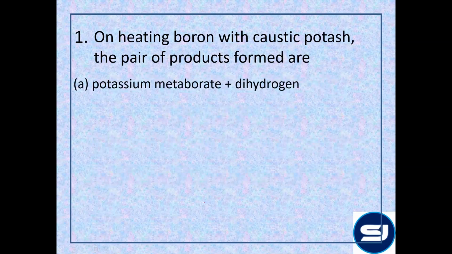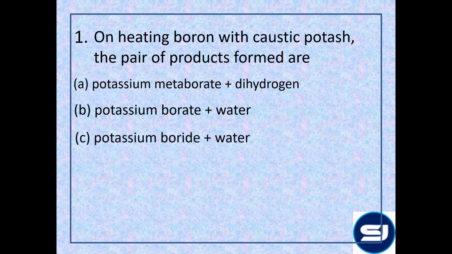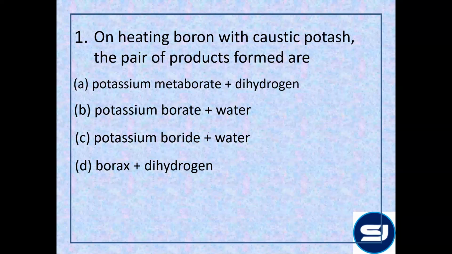Okay. So we have the first question on heating boron with caustic potash. The pair of products formed are: potassium metaborate with hydrogen, potassium borate with water, potassium boride with water, or borax plus dihydrogen. On heating the elemental boron with caustic potash, that is boron plus KOH, what would be the products?